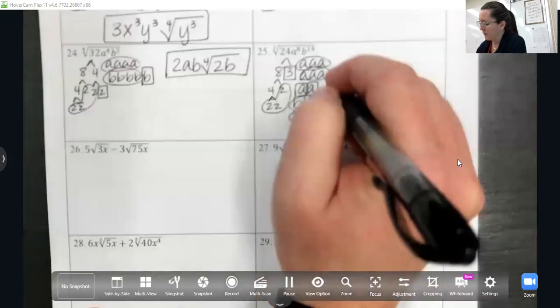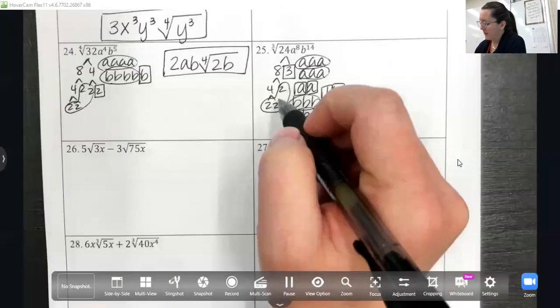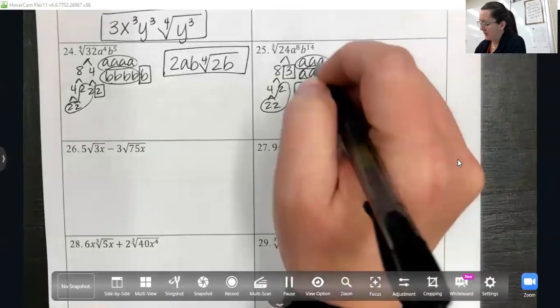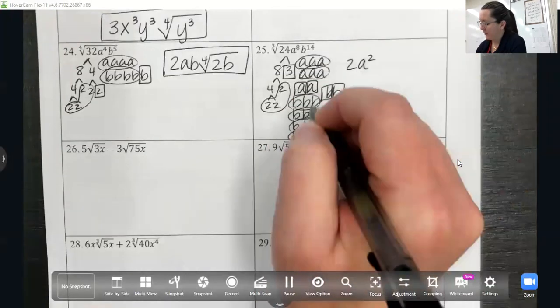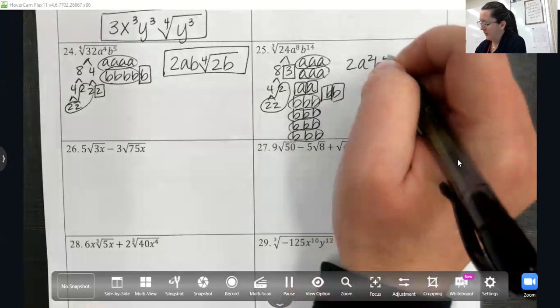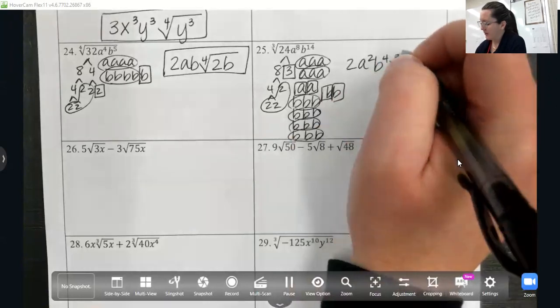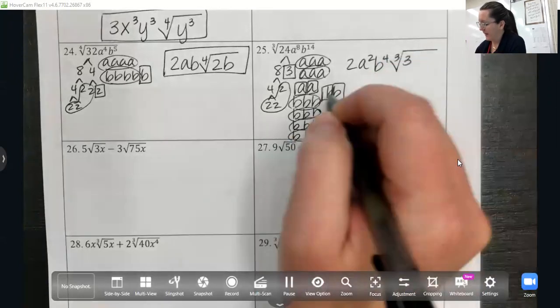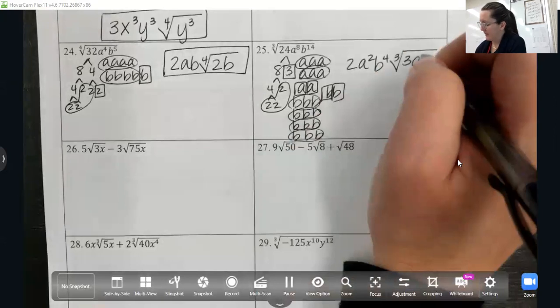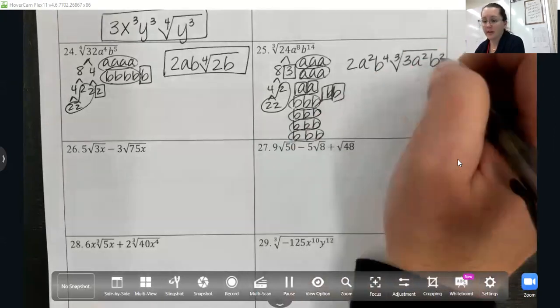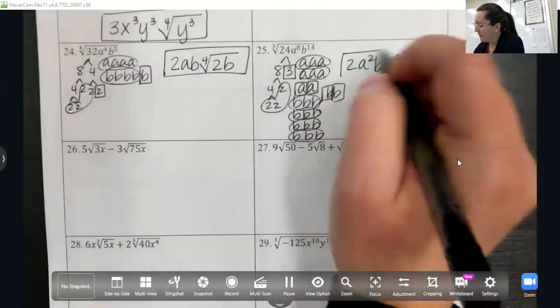You can use the division rule here too. What comes out? A 2, 2 A's, 1, 2, 3, 4 groups of B's. And what stays inside? A 3, 2 A's, and 2 B's. There you have it. You can do the division too.